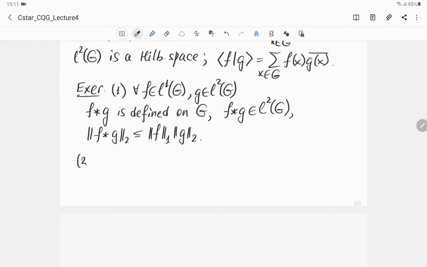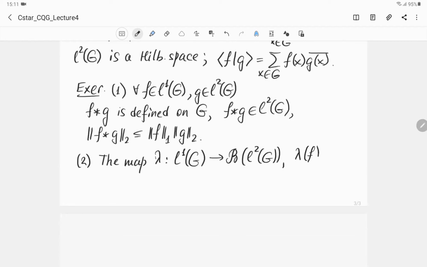And moreover, if we consider the following map denoted by lambda from l1(G) to the algebra of bounded operators on l2(G), which acts by the following formula, so lambda(f) is just the convolution operator, which takes each l2 function g to f convolved with g, then it is a faithful star representation of l1(G). This is the so-called left regular representation.